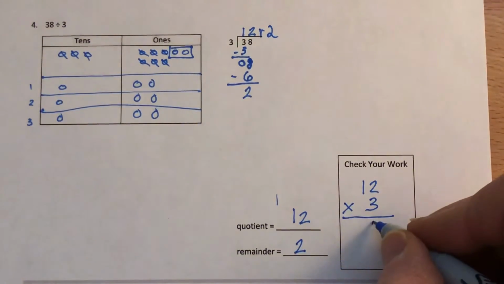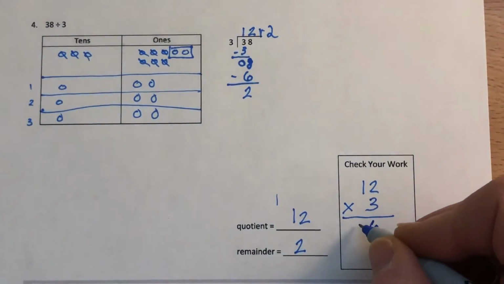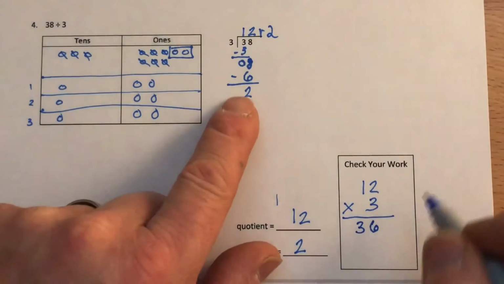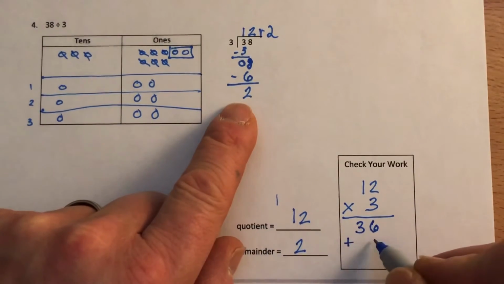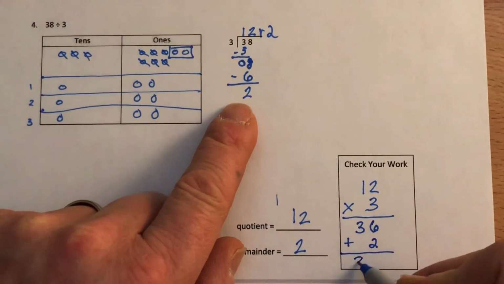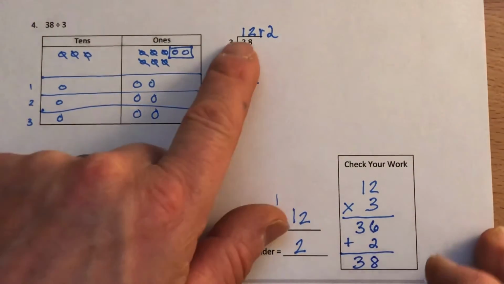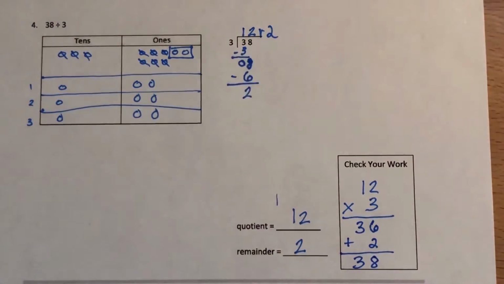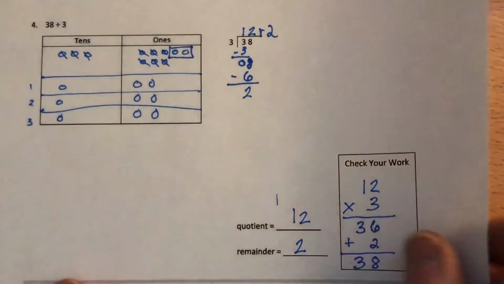3 times 2 is 6. 3 times 1 is 3. Add 2. Add that remainder onto it. I get 38, which was my original dividend right there. Okay? Hopefully some of this is making more sense to you. Okay? And don't worry, we're going to be doing a lot of this practice. All right, last page coming up.